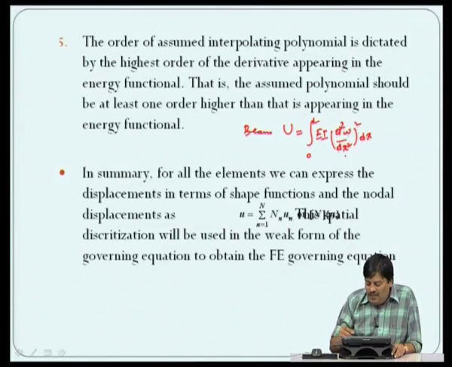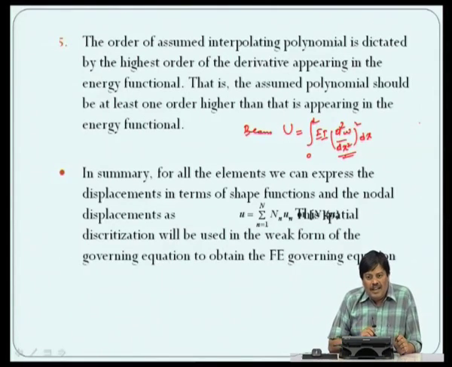So, at least in the case of a beam, we need something where one more higher order is there. What we need to choose is a polynomial where d cube w by dx cube exists. So, basically that is what is required here.